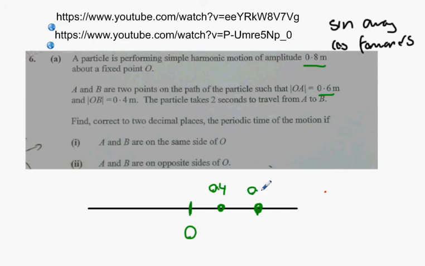Now, first question. Which one do we hit first, the 0.6 or the 0.4? What's the language of the question saying? Travel from A to B. Are we going away from the center or towards the center?